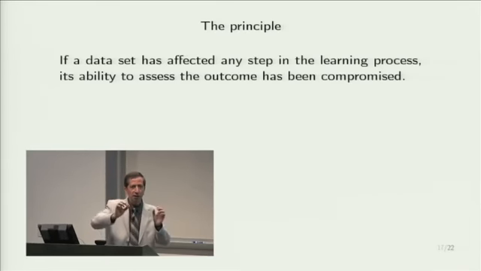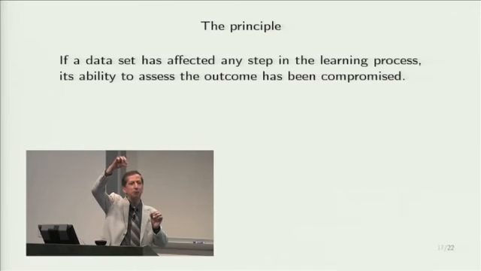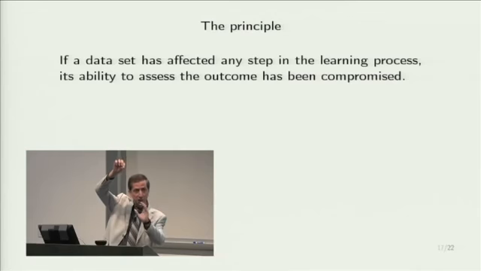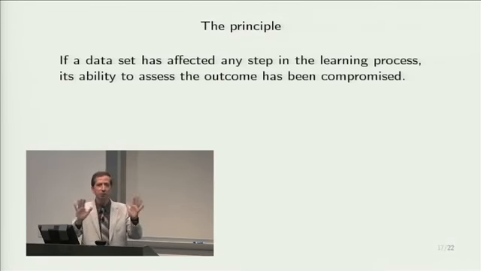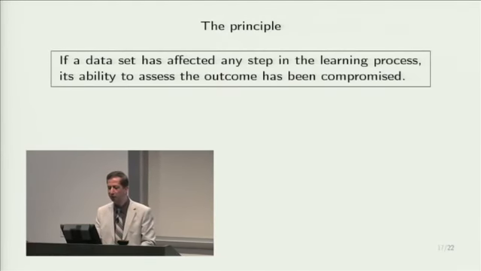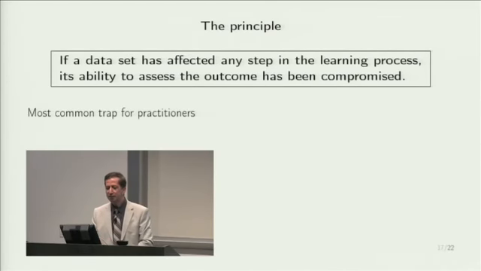You made a decision, then when you have an outcome from the learning process and you use the same data set that affected the choice of that, the ability to fairly assess the performance of the outcome has been compromised by the fact that this was chosen according to the data set. I think this is completely understood by us having gone through the course. Okay, we put it in a box. And then we make the statement that this is the most common trap for practitioners.